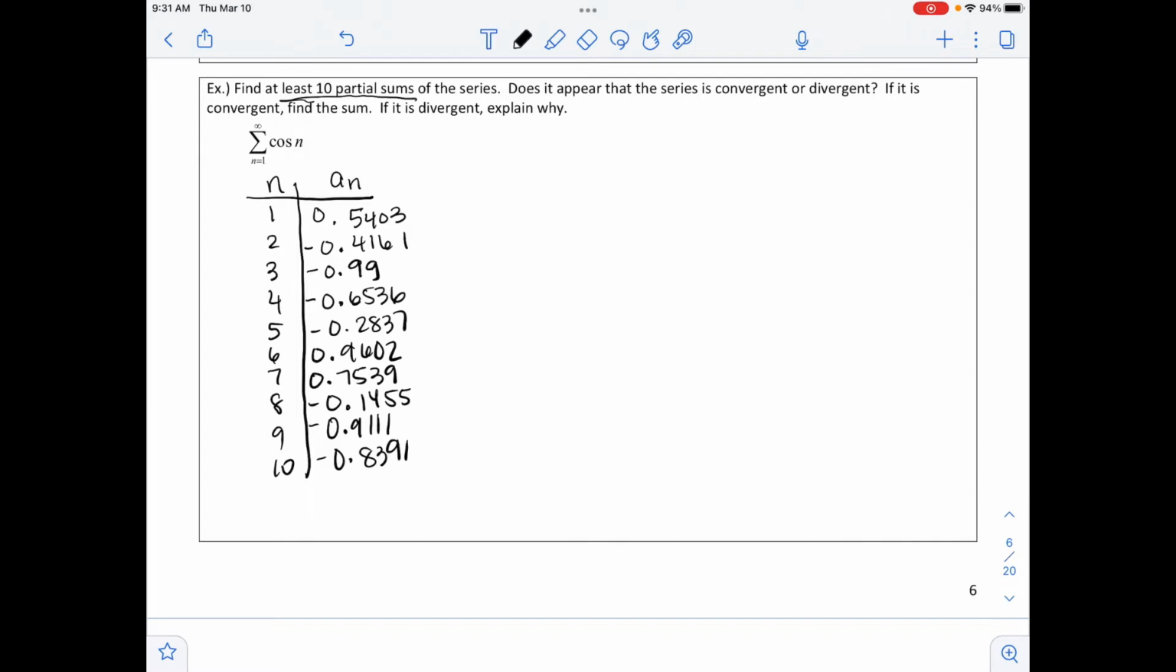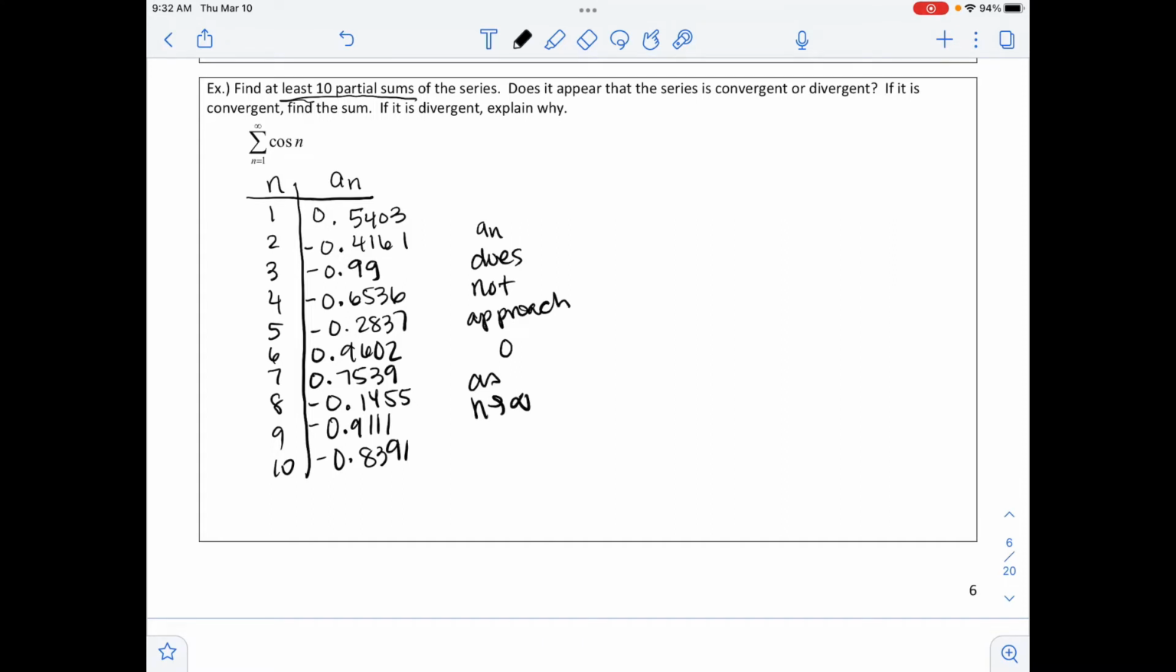And if you notice, a sub n does not approach 0. And we should know that about cosine because it alternates between negative 1 and 1, those values. So a sub n does not approach 0 as n approaches infinity.